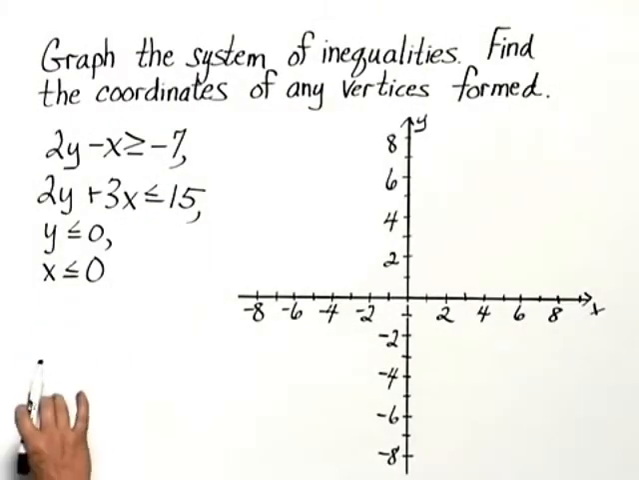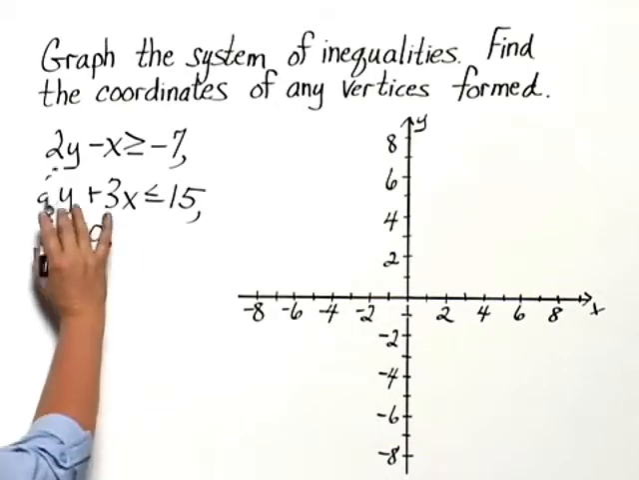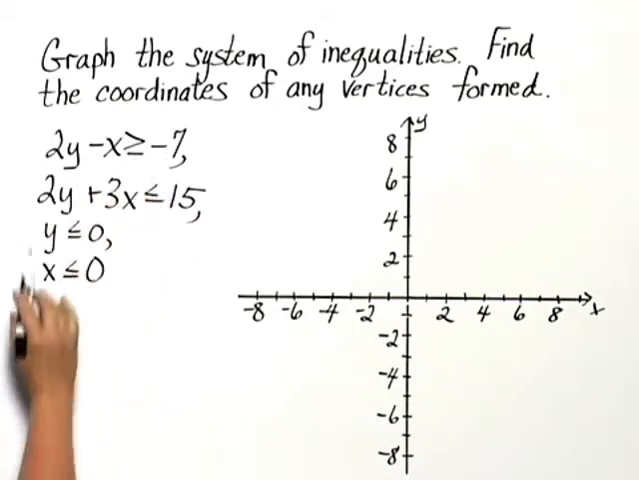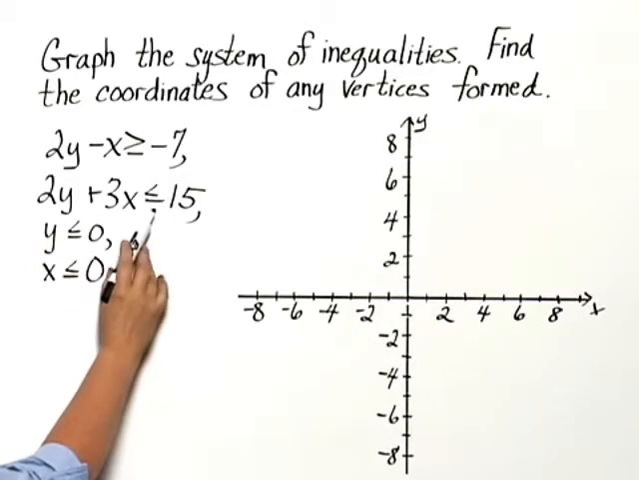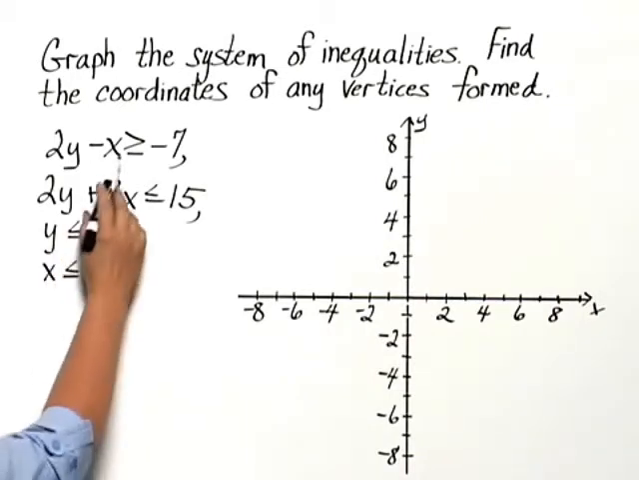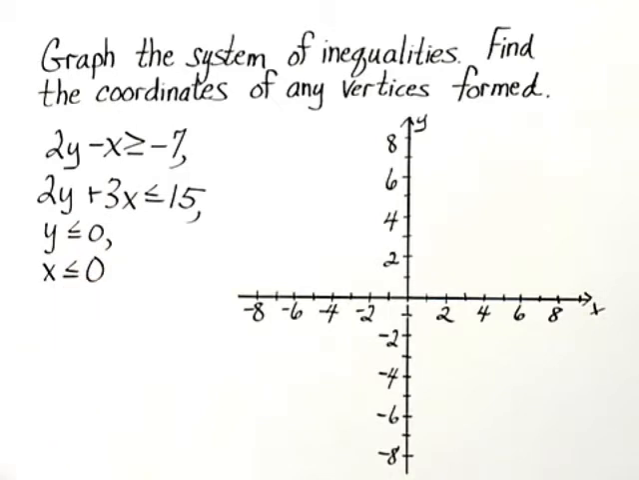Graph the system of inequalities, find the coordinates of any vertices formed. We have 2y minus x is greater than or equal to negative 7. 2y plus 3x is less than or equal to 15. Y is less than or equal to 0, and x is less than or equal to 0. We need to graph each of the inequalities separately and then find where the solution sets overlap.